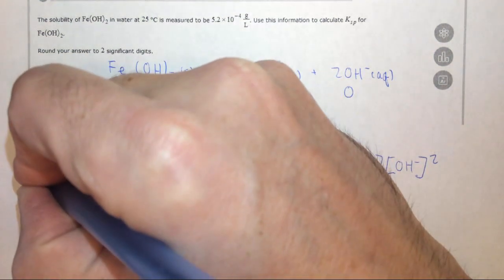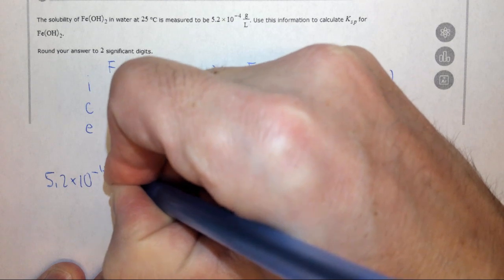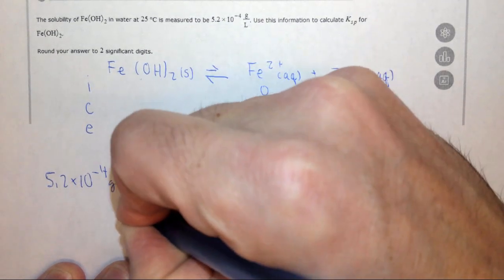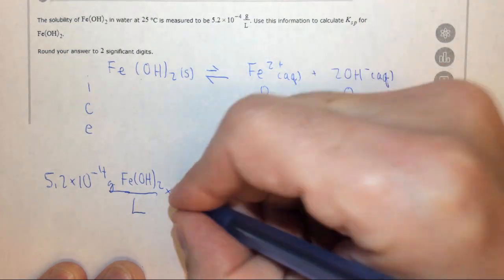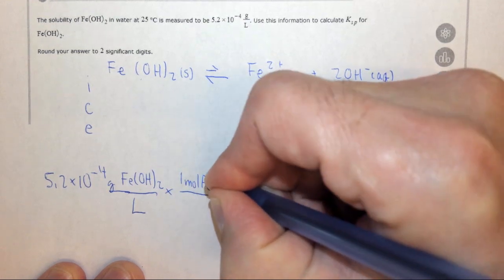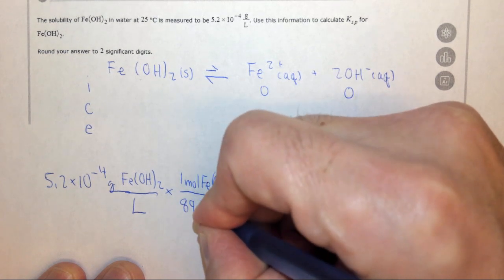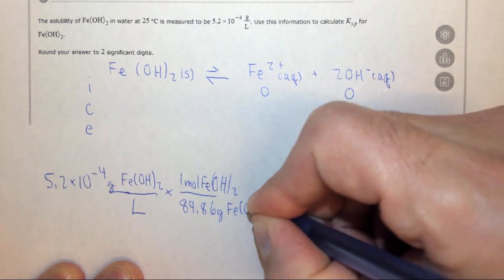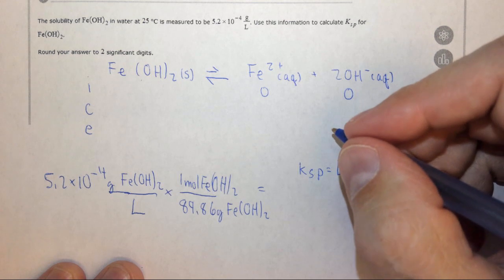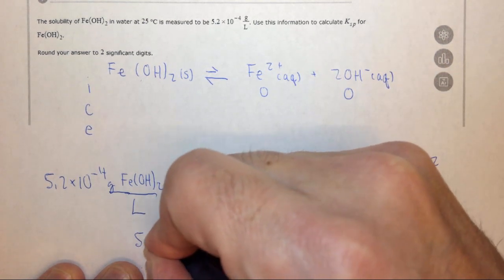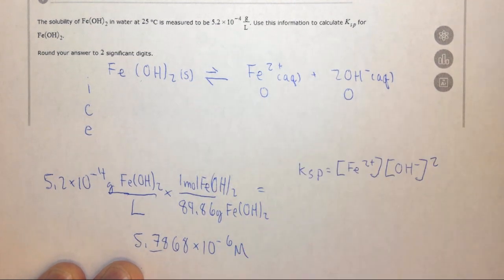Well, we have 5.2 times 10 to the minus 4 grams of Fe(OH)2 per liter, times, we want to get this into moles per liter. So we put 1 mole of Fe(OH)2 on the top, and the molar mass, which is 89.86 grams of Fe(OH)2, on the bottom. And when you do that math, we find that the molarity of Fe(OH)2 is 5.7868 times 10 to the minus 6 molar.